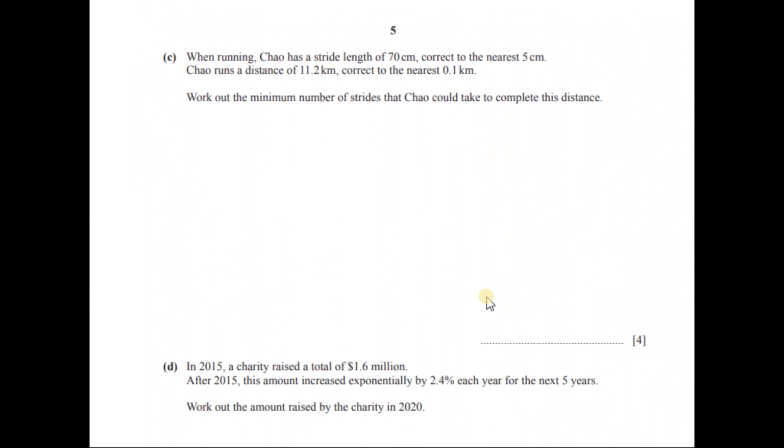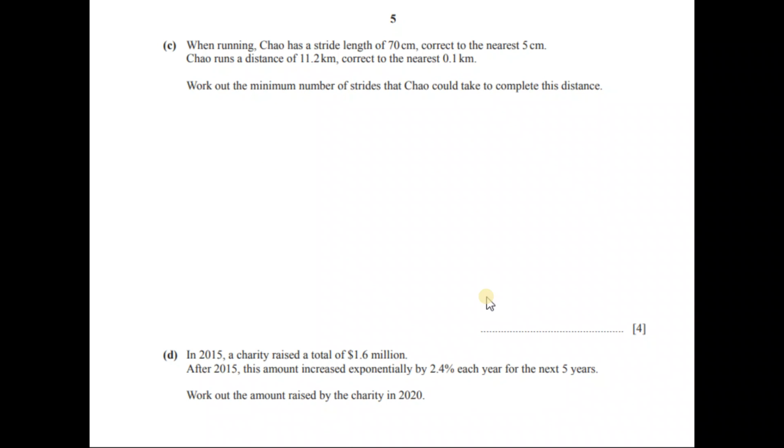Now we'll move on to the next question, and that is something around upper bounds and lower bounds.